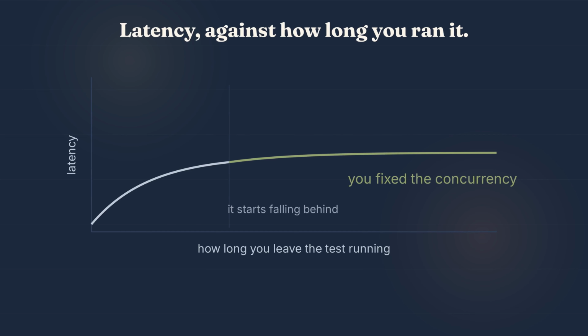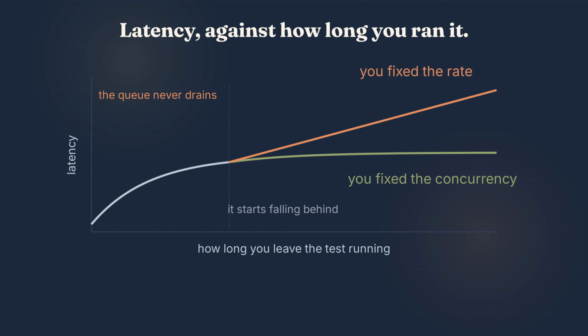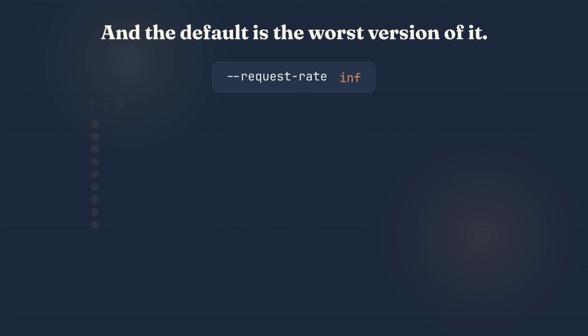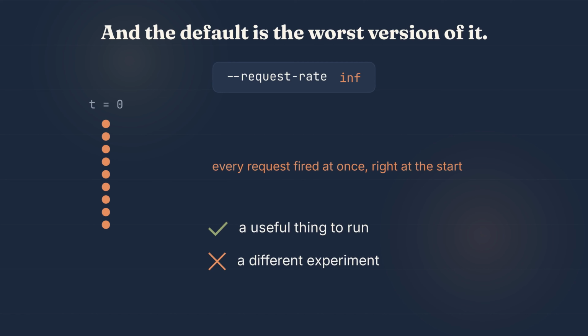Fix the concurrency, and there are still 50 in there, so nothing piles up, and your numbers stay honest. Fix the rate instead, and your server can't take them that fast, so a queue builds up behind it, and everything arriving late is stuck waiting behind everything that came before it. So your latency just climbs for as long as you leave the test running. And would you show anybody a result that depends on how long you ran it? I wouldn't. And the default here is the worst version of that, because the rate setting starts at infinity, and infinity means it fires every single request at once, right at the start.